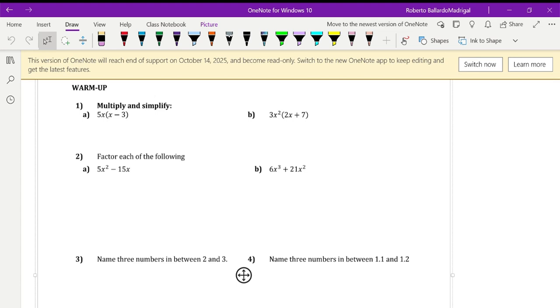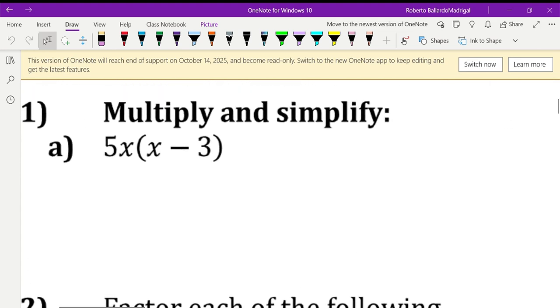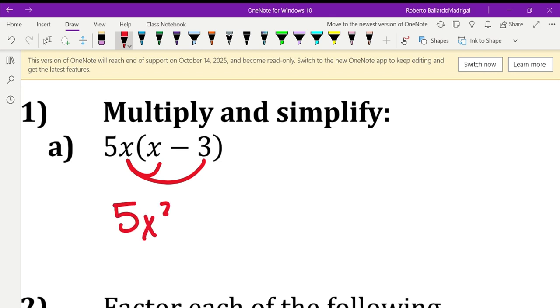So let's take a look and see what we were supposed to come up with. 1A, we are multiplying and simplifying. We are going to distribute the number on the outside. So that means we're multiplying 5x times x and 5x and negative 3. What is the final answer going to equal for this problem? Raise your hand so I can call on you. Roman, yes. 5x squared minus 15x is correct. This is the final answer. Let's move on to the next one.